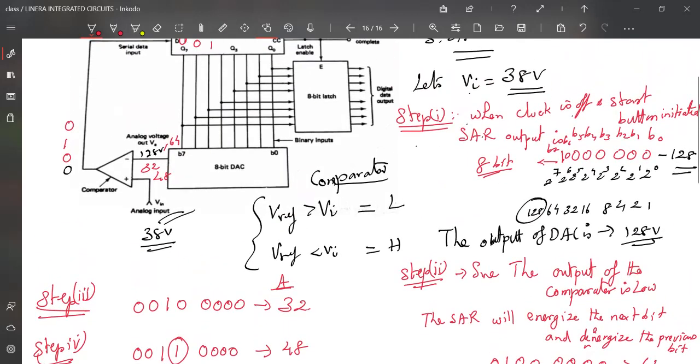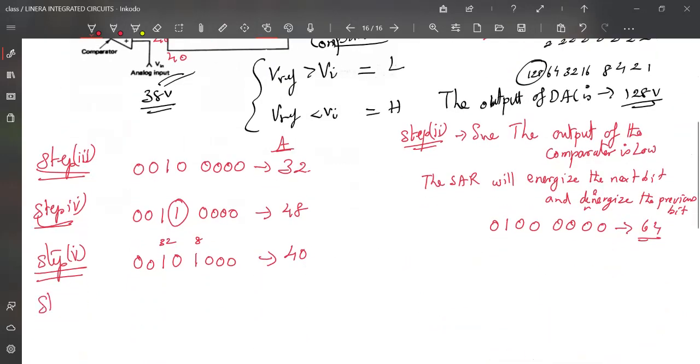Now the 40 will be the output of the digital to analog converter. Still 40 is higher than the 38. So the output will be 0. So what will happen? The next bit will be energized. In step 6, this bit will become 0 and the next bit will become energized. So 0, 0, 1, 0, 0, 1, 0, 0.